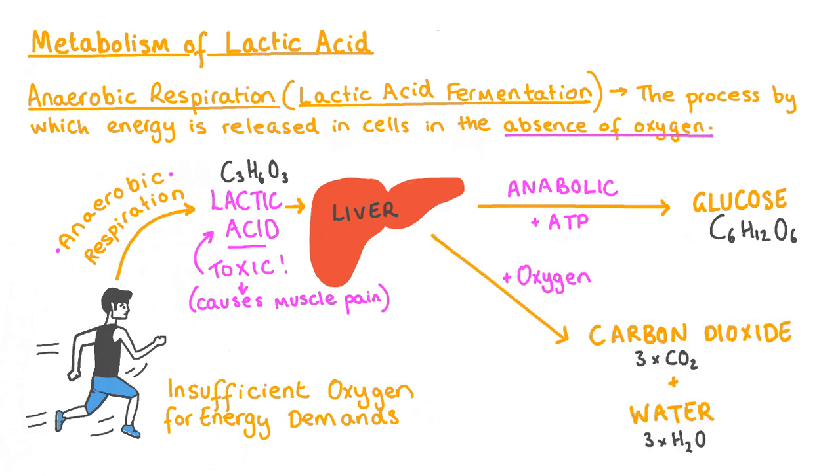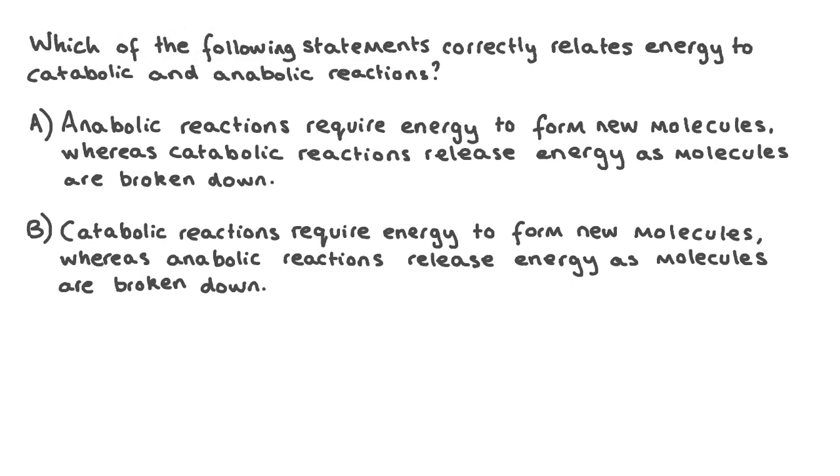The other option the liver has is to break down lactic acid by reacting it with oxygen to form carbon dioxide and water, which are the same as the products of aerobic respiration. Carbon dioxide and water are both smaller molecules than lactic acid, so this reaction is catabolic, as it involves breaking down lactic acid to release ATP. Let's see how much we can remember about metabolism and the liver by having a go at a practice question.